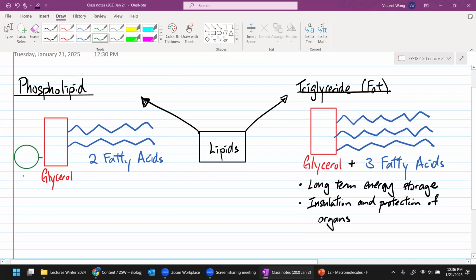And we need a new thing here. Okay, this is called a phosphate group. This is just a summary for you. I'll explain in more detail when we switch to the PowerPoint slides. Okay, so this thing is called phospholipid. And the function is that it is the major component of the cell membrane.